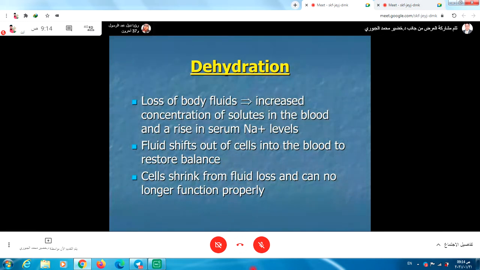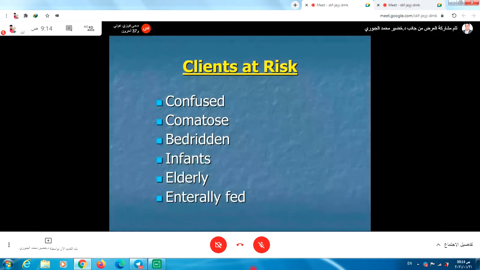There will be shrinkage of the cells because of loss of the intracellular volume, according to the mechanism that I have talked about in the beginning of the lecture. Now, who is at risk?